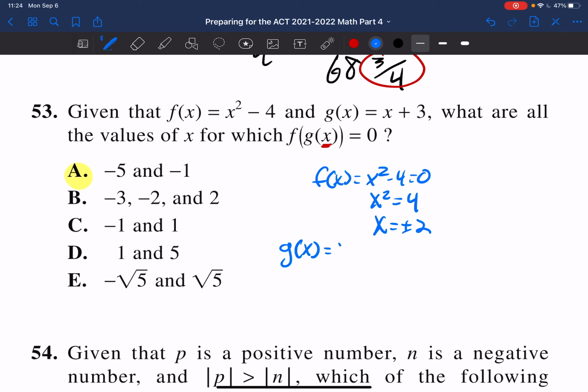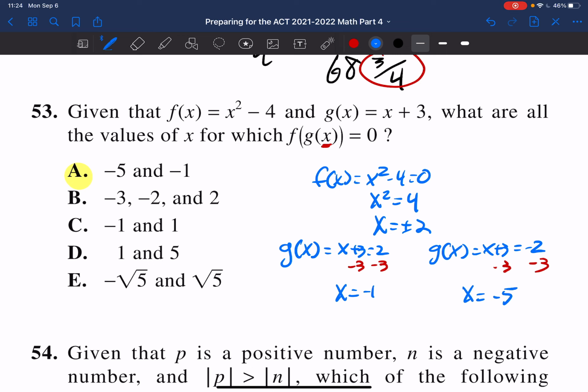So then we've got g of x equals x plus 3 equals 2. G of x equals x plus 3 also equals negative 2. So when I subtract 3, what we end up with is x equals negative 1 and x equals negative 5.